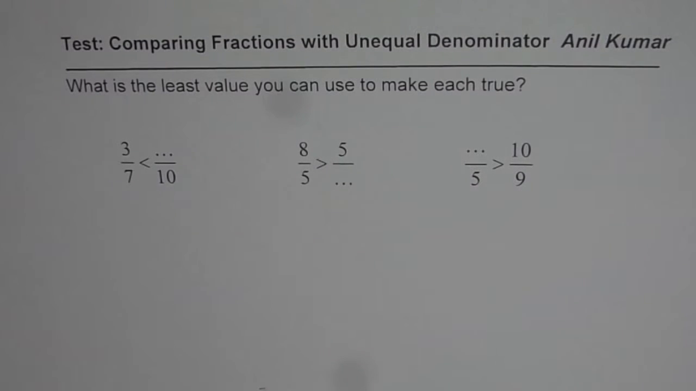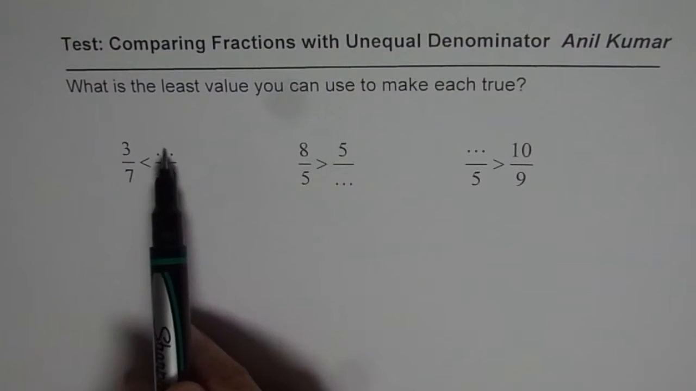I'm Anil Kumar, and here is a test question on comparing fractions with unequal denominators. Find the least value you can use to make each true. First one is 3 over 7 should be less than something over 10.